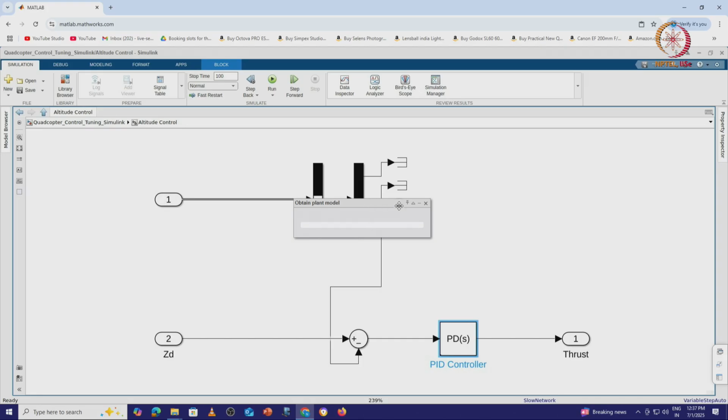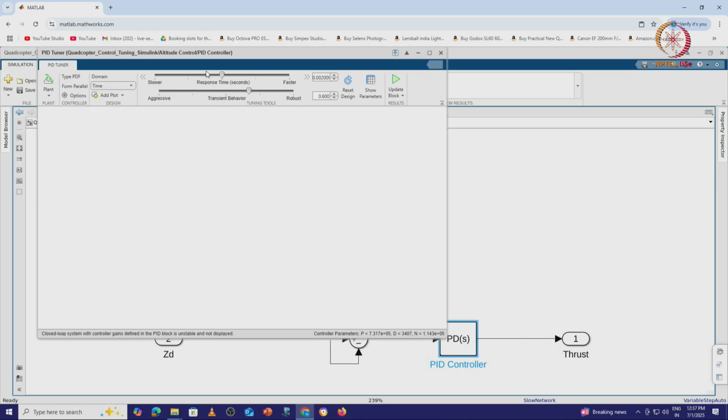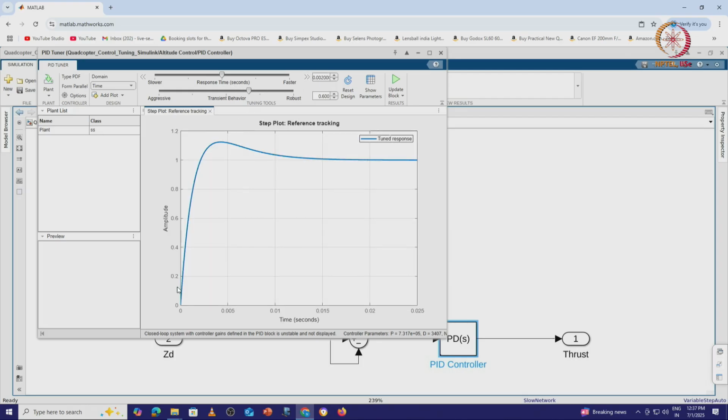Okay. So based on this, you can run the simulation again, right? I'll just show you how the PID tuner looks. In the PID tuner, I can play with how fast my response is going to be, how slow the response is going to be. This is the response that you get for a pilot input to go for a 1 meter altitude variation.